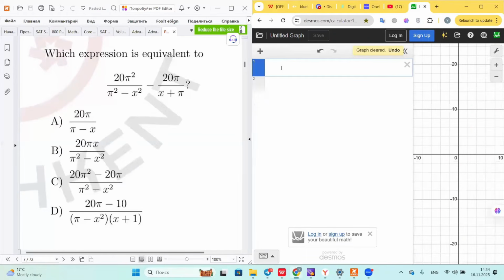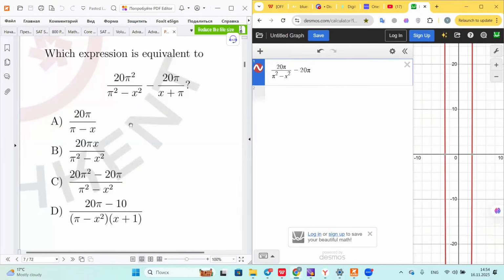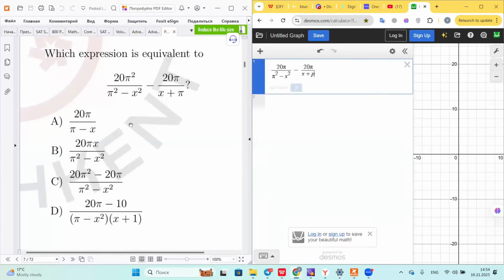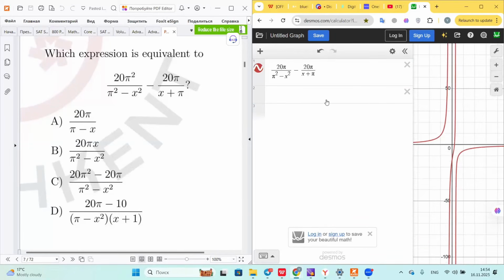Which expression is equivalent? For any Uzbek student, it is very obvious: giving a common denominator and canceling this kind of stuff. But if you are a Desmos student, you can solve it with Desmos too. Look, guys, this minus 12 pi divided by x plus pi, like this. It is your function, guys, a very beautiful function.